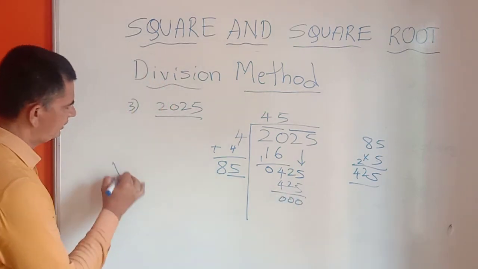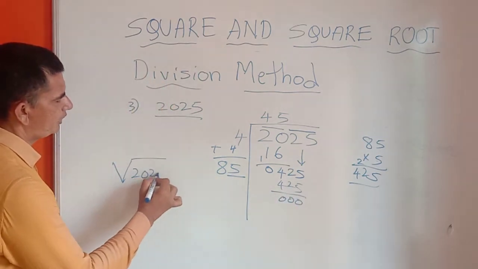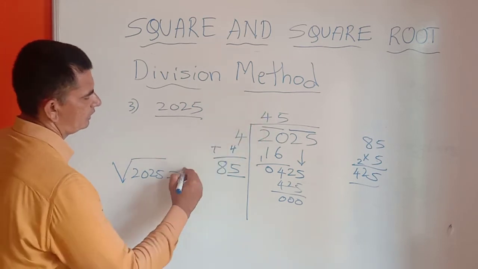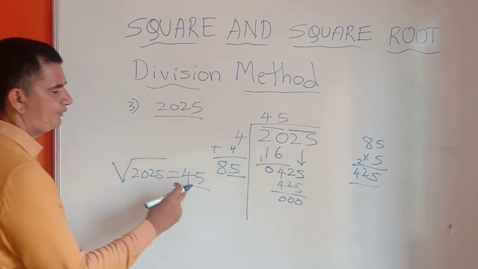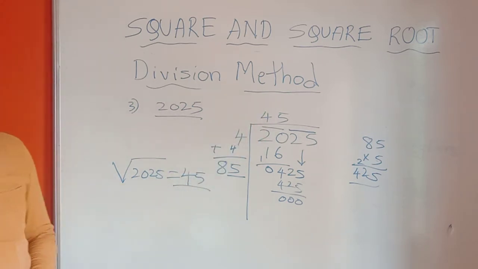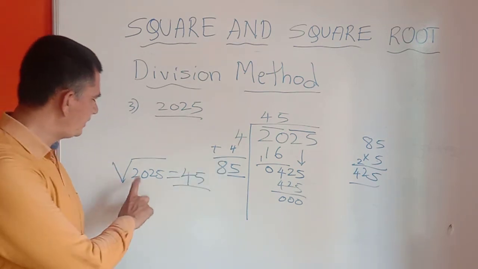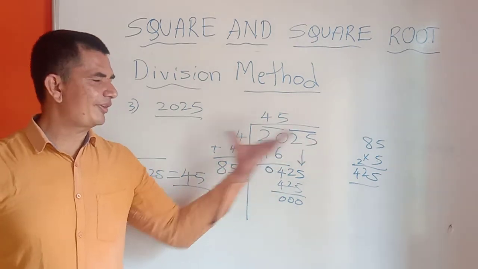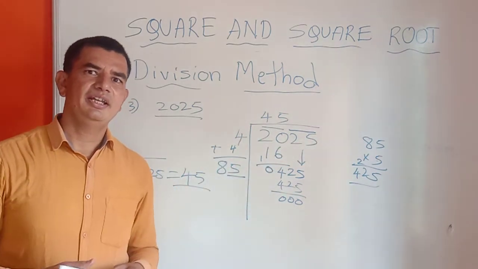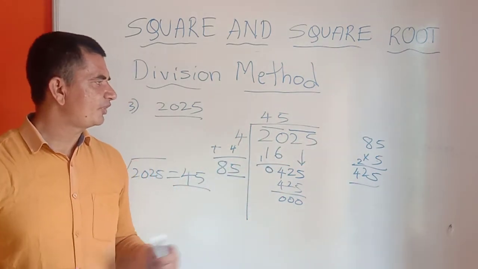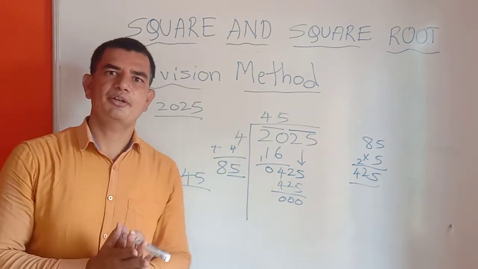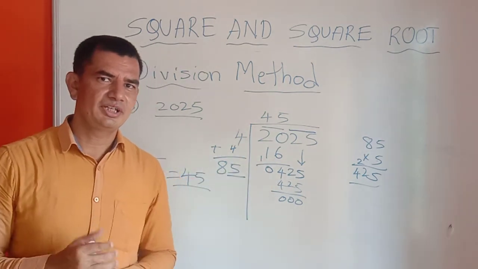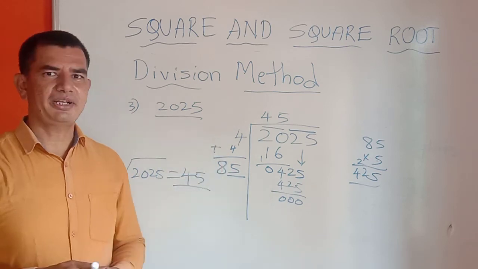Now students, what will be the answer? The square root of 2025 is 45. If you multiply 45 into 45, which number will you get? Again you will get 2025. Okay students, like this you have to take perfect square numbers and practice. In the next video I will show how to divide if the numbers are not perfect squares. Okay students, like this you have to practice.